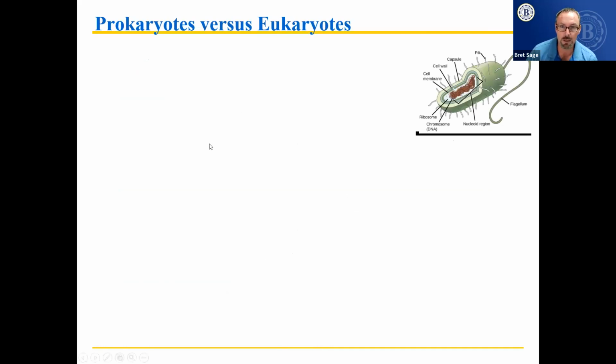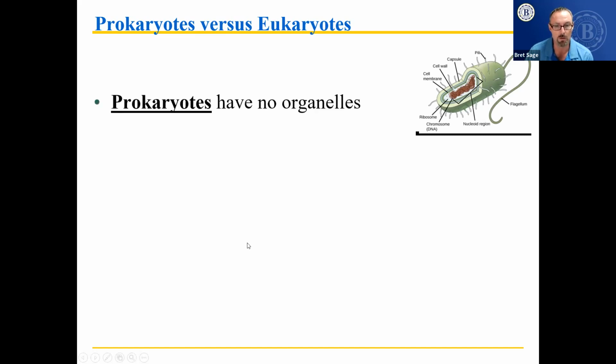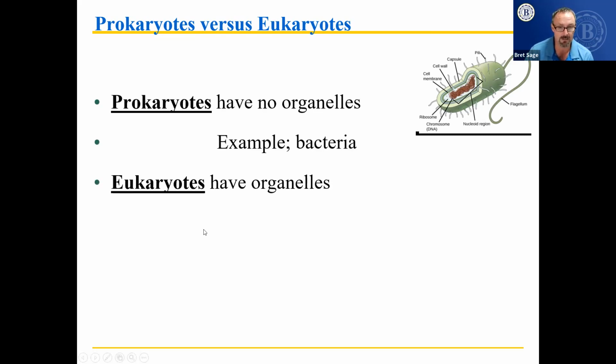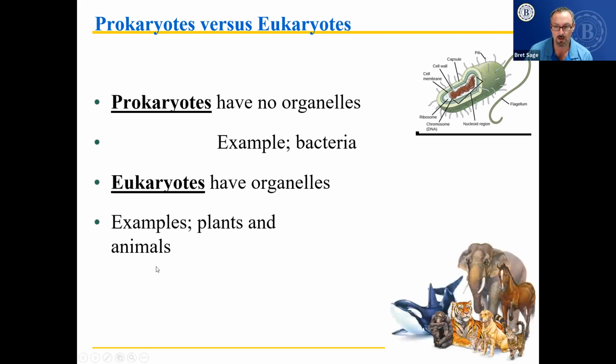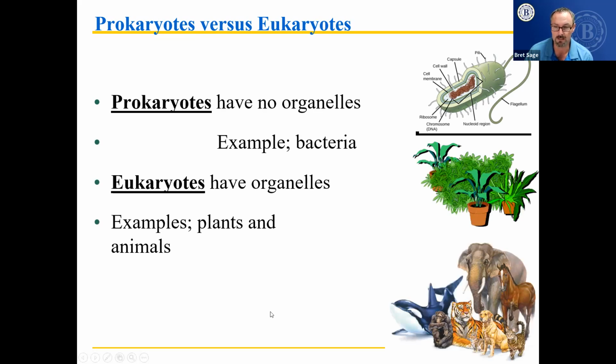Okay, this is a picture of a prokaryotic cell. You can see some of the cell parts there. What they don't have in this picture is organelles. Prokaryotes have no organelles. This is an example of one, bacteria. Eukaryotes like us, they do have organelles in their cells. Example, plants and animals. By the way, not only are these all animals, they're also all mammals, but there are a lot of non-mammal animals, like insects and fish, things like that, that are also animals, including people.